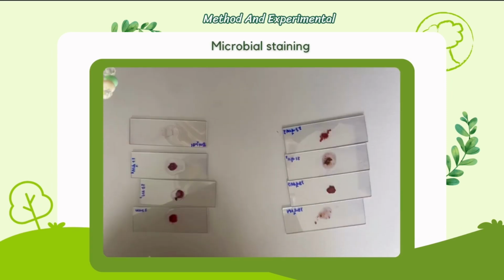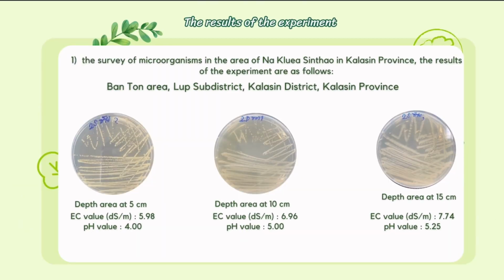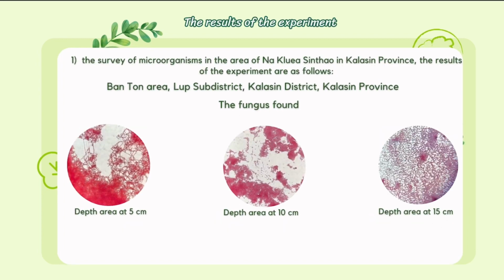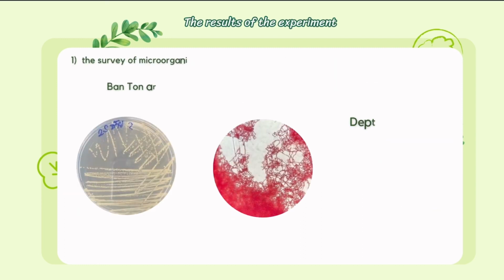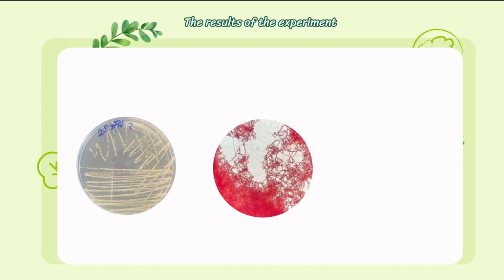The survival of microorganisms in the area of Na Klua, Sinthao in Kalasin. The results of the experiment are as follows. Microorganisms were first found at a depth of 5 cm. The EC value was 5.98 decisiemens per meter. The pH value was 4. The structure was a fungus.